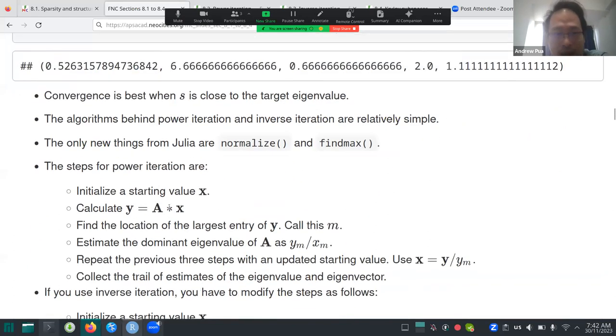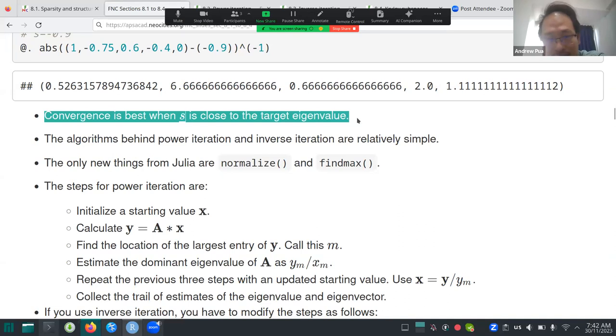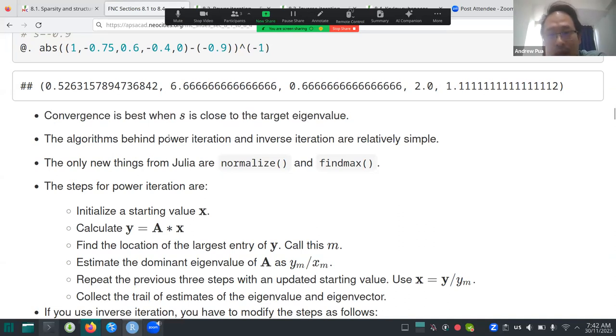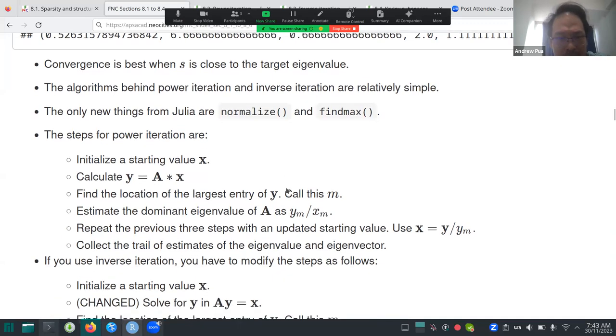And again, I don't think it's surprising that convergence is best when S is close to the target eigenvalue. But despite it looking like a very cool idea, the algorithms are not actually very complicated. They're relatively easy to code from scratch, and you can see it in the functions in sections 8.2 and 8.3. The new things from Julia are these normalize and find max. I'll talk about that in a moment, but the algorithm looks like this.